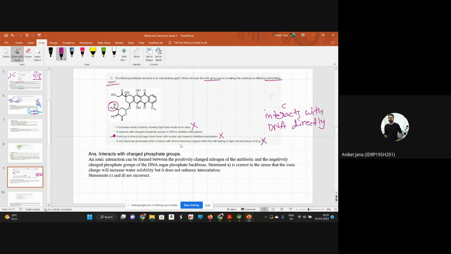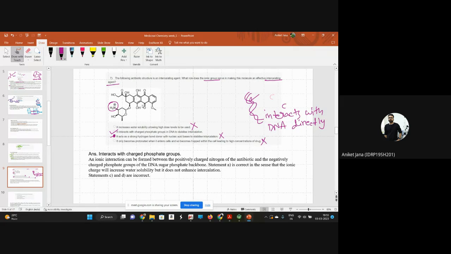No, this is also false. So the last option which is left is that it interacts with the charged phosphate group in DNA to stabilize the interaction. As we said, it can directly interact with the DNA molecule. It has some group which can interact with the chemically reactive groups of the DNA.